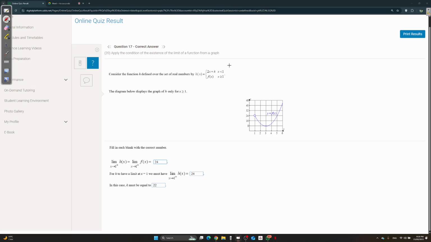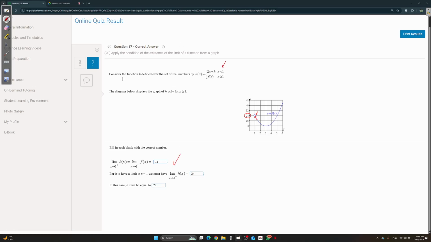Okay, question 17, they gave you this function, and then they're asking, find the left limit here. They want right limit, not left limit. The limit as x approaches 1 plus. So we go to 1 and we approach it from the right. What y value are we approaching? 24. Now, as you can see, this is an open circle. So they're asking for h to have a limit at x equals 1. Sorry, I didn't read the top of the question. Okay, this one is chill.